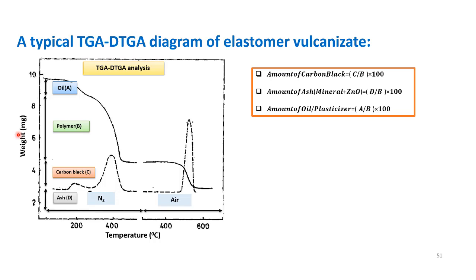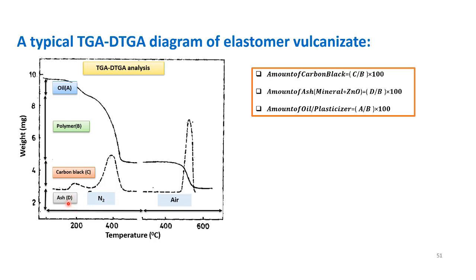This is a typical curve for oil. So we can get the amount of oil or plasticizer in our elastomer, and we can check it with the help of this formula. A is oil, B is polymer, so the ratio of these two gives us the amount of oil or plasticizer. Then C is the carbon black, so the ratio of C to B gives us the amount of carbon black present in our sample.